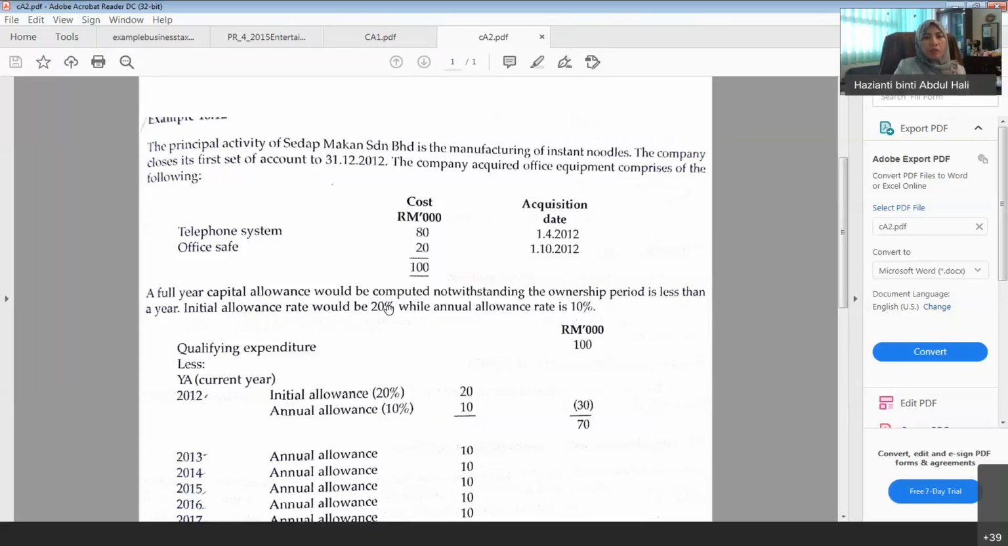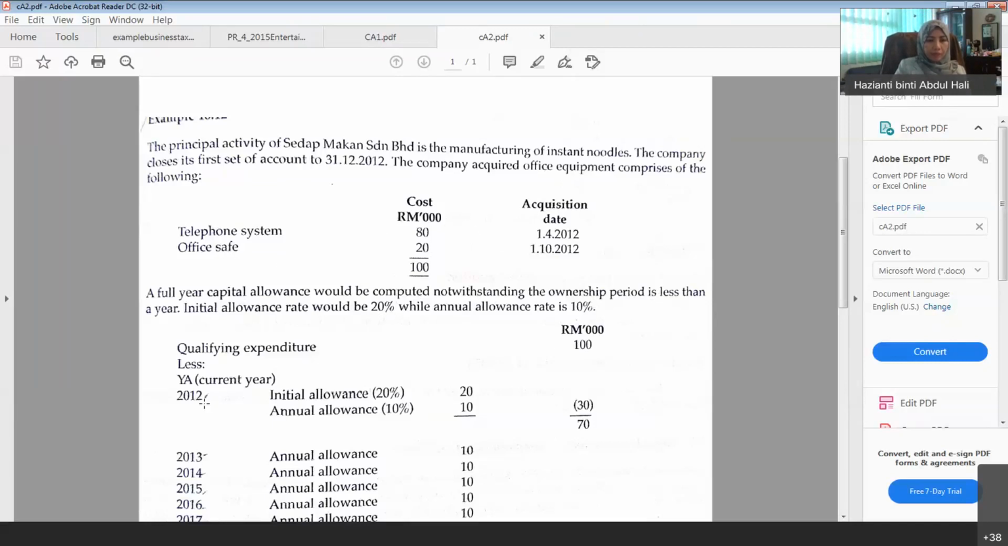So initial allowance 20%, annual allowance 10%. Tengok table tadi balik lah. For office equipment, others tadi kan. So for the qualifying expenditure, total je sebab dua-dua ni dalam kategori yang sama. Others to office equipment 100.